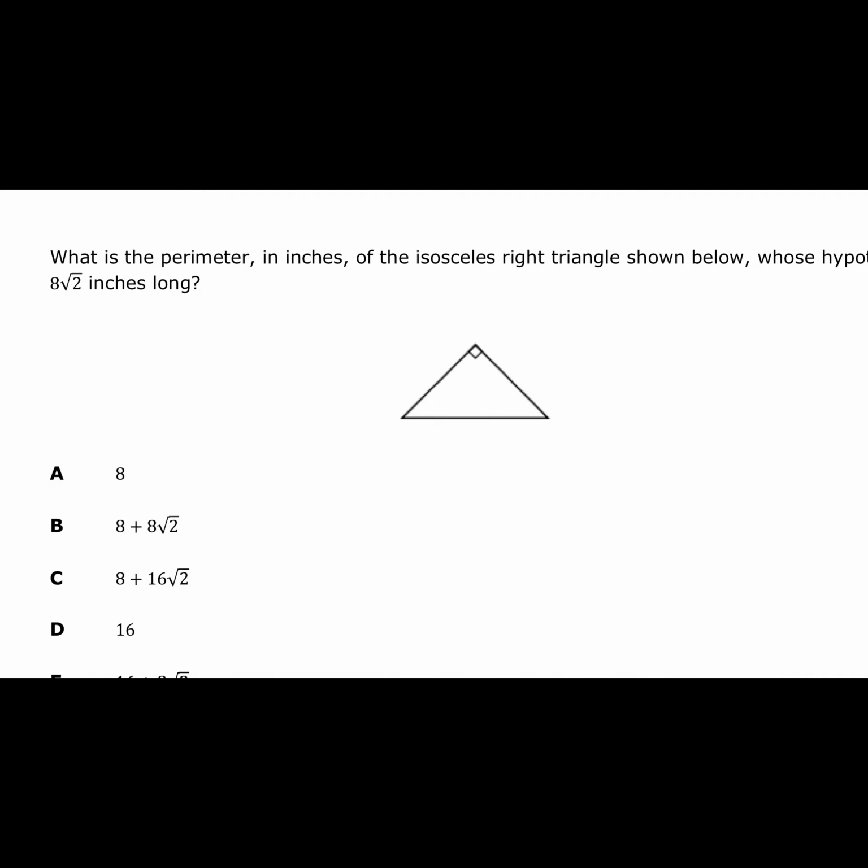So in problem number 3, they say what is the perimeter in inches of the isosceles right triangle shown below if the hypotenuse is 8 square root 2 inches long. And so there's a couple things you need to know to be successful in this problem, and one of those things is that you need to be able to identify the hypotenuse. The hypotenuse is always opposite of the 90-degree angle. This is 8 square root of 2. You also need to remember what isosceles means. So isosceles means two sides are the same.